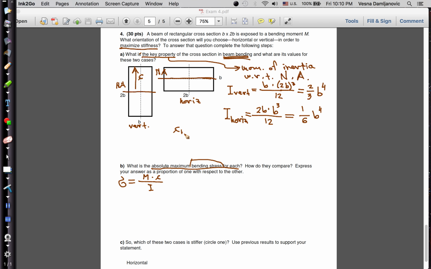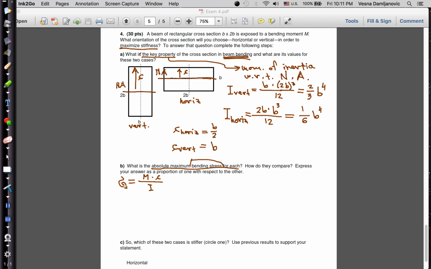The c for horizontal is equal to what? Just this guy here. That's half the b. And c for this guy, for the vertical, is equal to half of 2b. So that's b. So the horizontal one is half the size of the vertical c. But let's look at this equation. Somebody said, well, because b over 2 is smaller for the horizontal, and that fits into here, then sigma will be smaller.